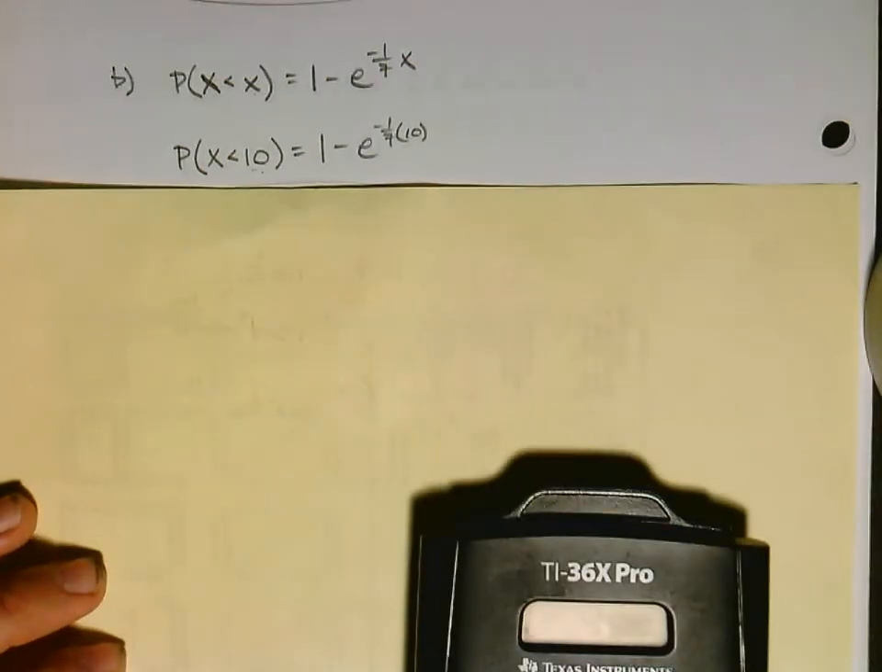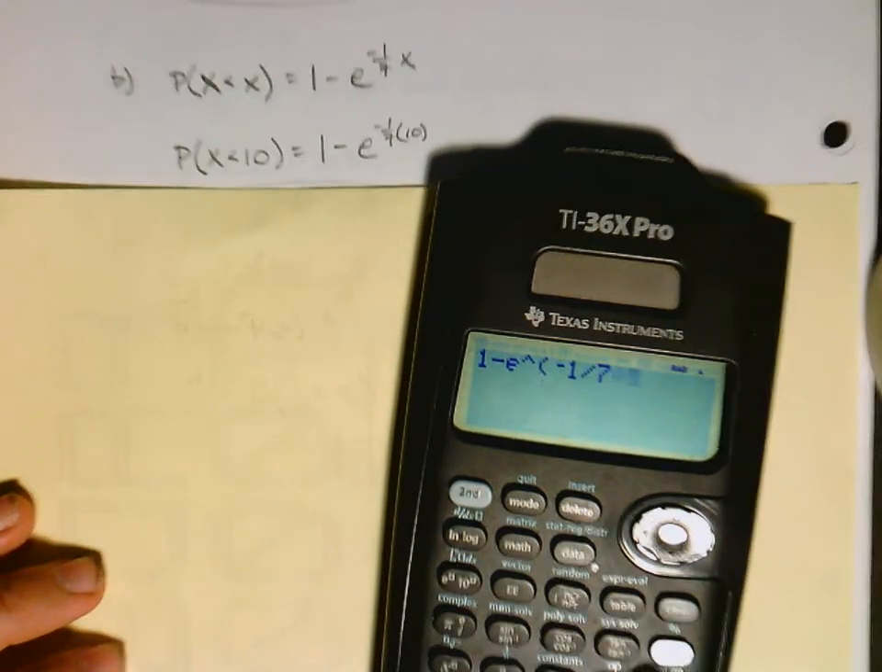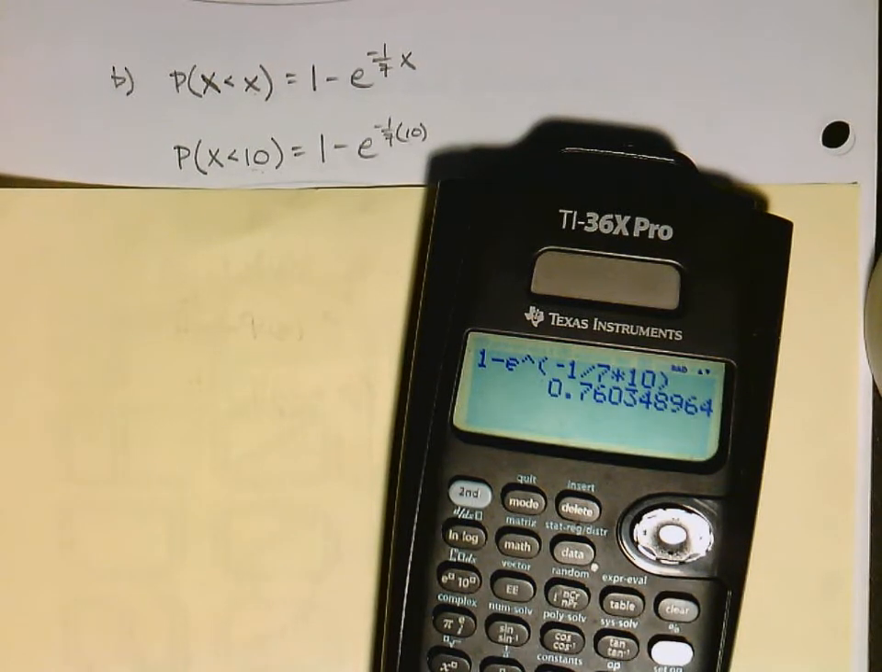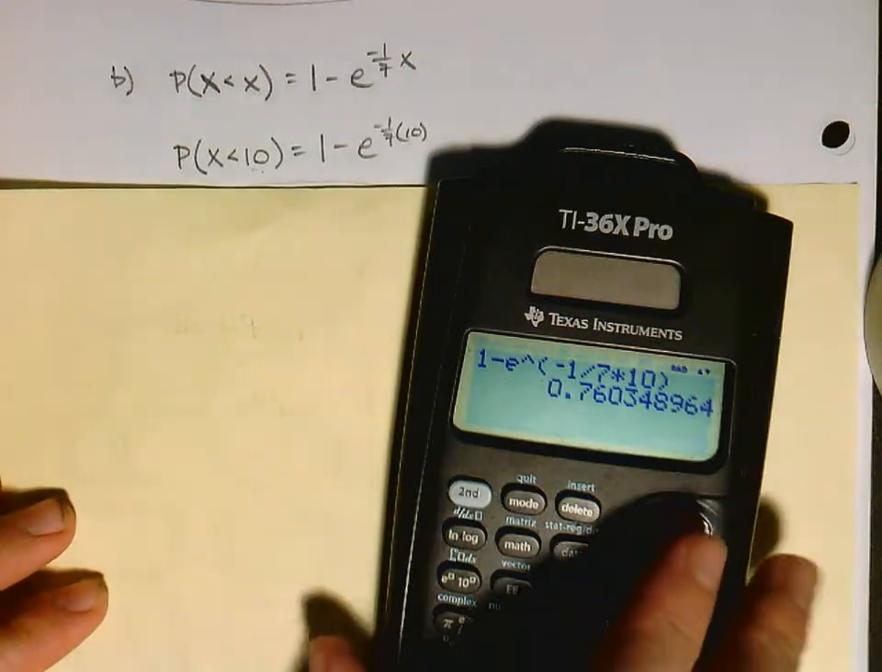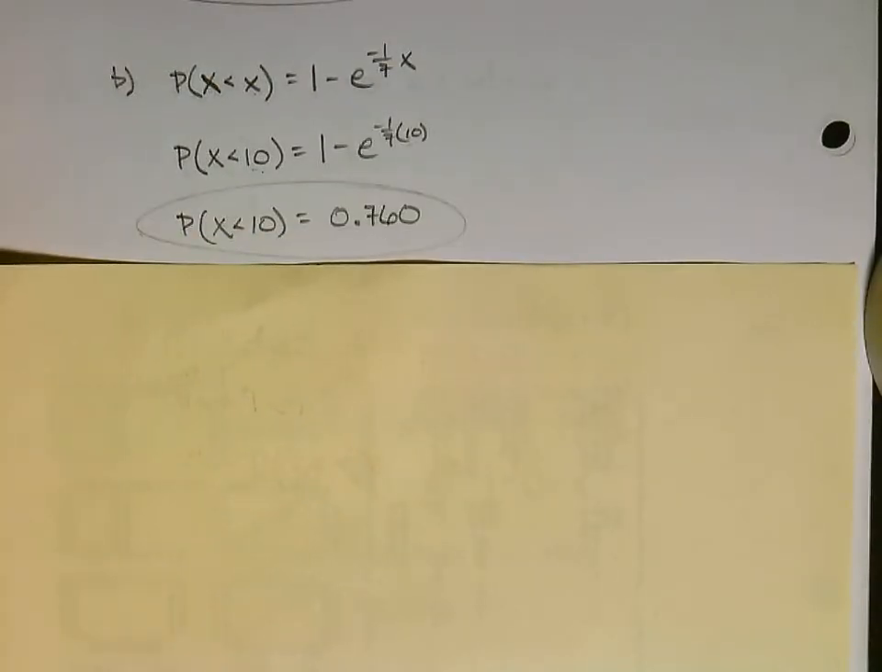And at this point, you want to grab your calculator again. 1 minus e raised to the negative 1/7 times 10. Kind of nice it has the same exponent. And what do we get? 0.760 when you round to 3 decimal places. So in other words, 76% just about of Americans typically fall asleep in under 10 minutes.